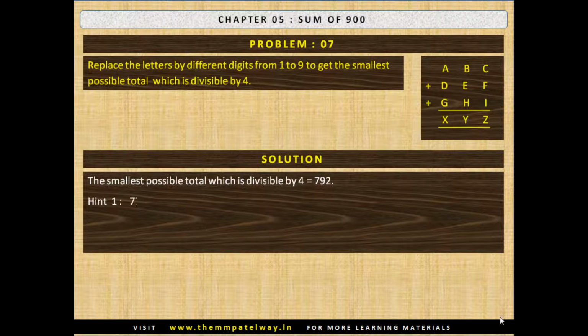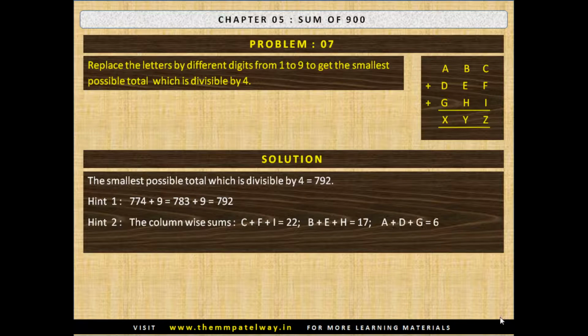The process was discussed in conceptual part. The smallest possible number will be 774. Since it is not divisible by 4, we'll have to keep on adding 9 till we get a number divisible by 4. The next step will be to find out various possible solutions.